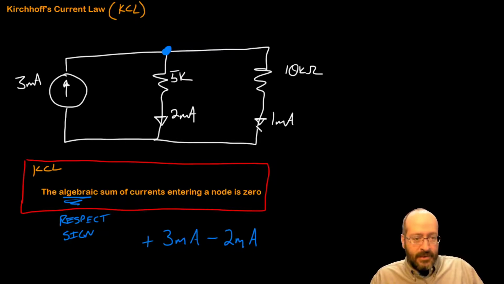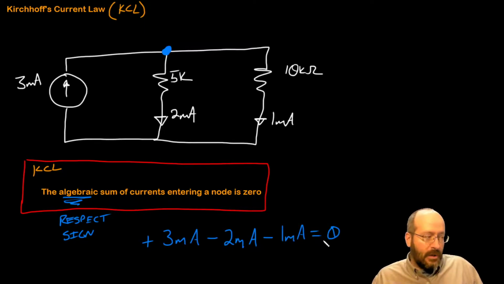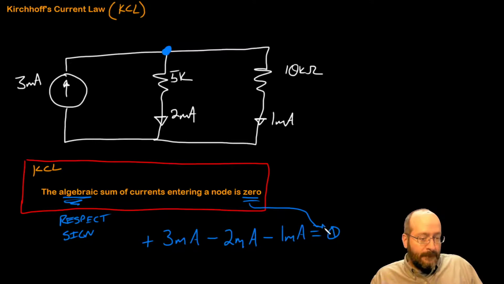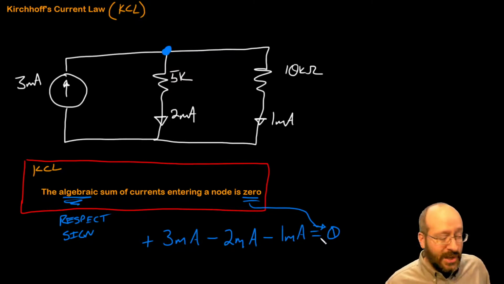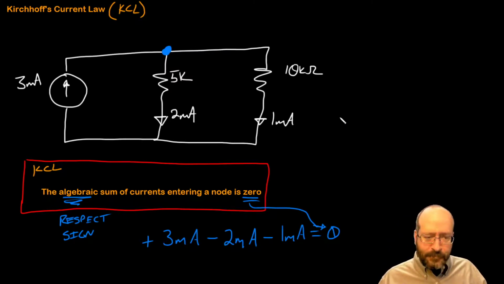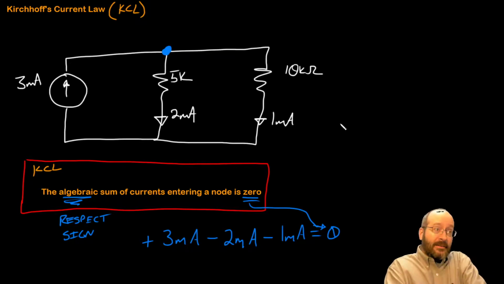All right, last one over here. This one is flowing in this direction. So once again, it's a minus, and it's minus 1 milliamp. And that's equal to 0. Those are all 3 components connected to the node. I've accounted for all currents. It's an equation, so it's got to be equal to something, and that's where that 0 comes from. So it's all equal to 0. 3 minus 2 minus 1 is 0. I trust that you can do that in your head without pulling out the calculator. So that's great.